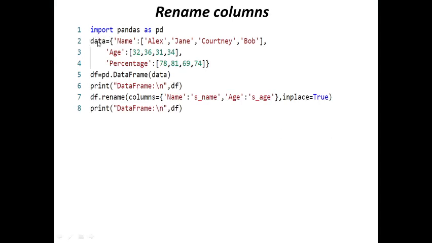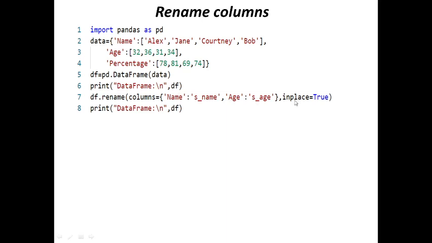We are creating a dictionary. And from previous lectures, it is clear how to create a data frame from a dictionary. We are using the DataFrame function. We are printing the value of df. And then, using the rename function, we are renaming column names using the columns parameter. And we write a dictionary. As you know, a dictionary contains key value pairs where the key specifies the name of the column to be renamed and the value specifies the new name of the column. So we are going to rename the name column with s underscore name and the age column with s underscore age.